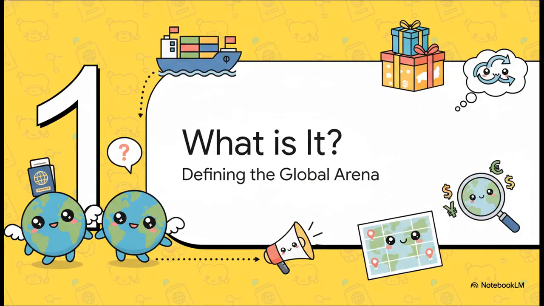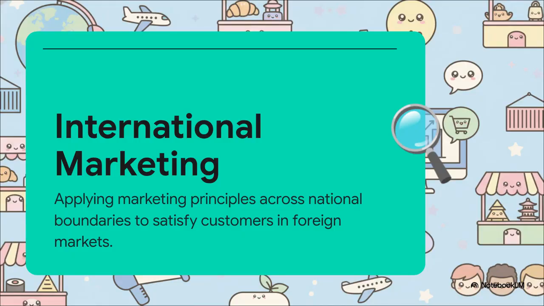All right, let's start at square one. You can't ace a question on something if you can't define it, right? So let's nail this down. What exactly is international marketing? So the textbook definition, and you should know this, is that it's all about applying those marketing principles you already know, but doing it across national borders. We're still talking about product, price, place, and promotion. The goal is still the same: satisfy customers and hit company targets.